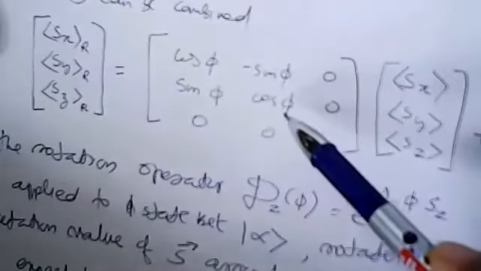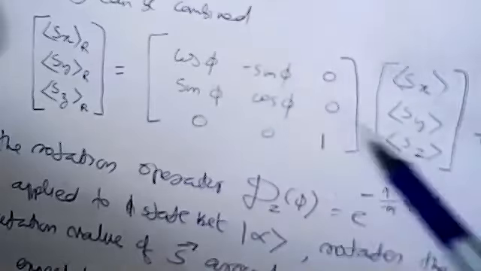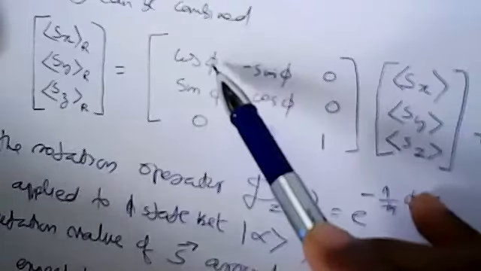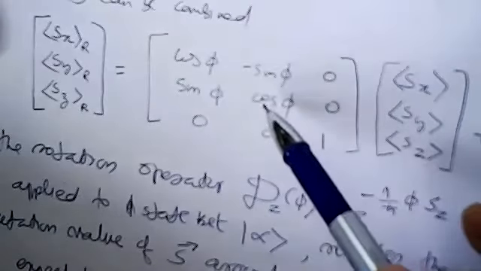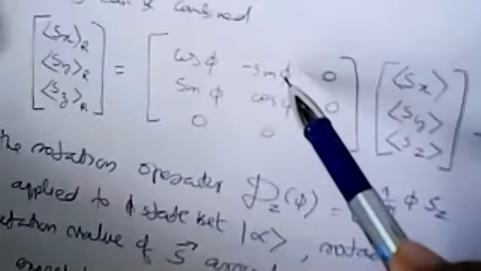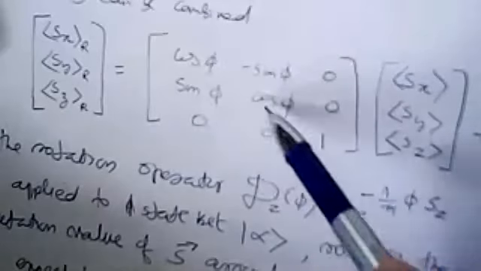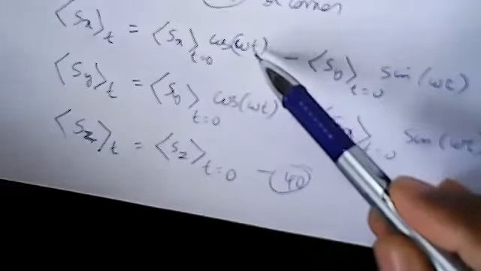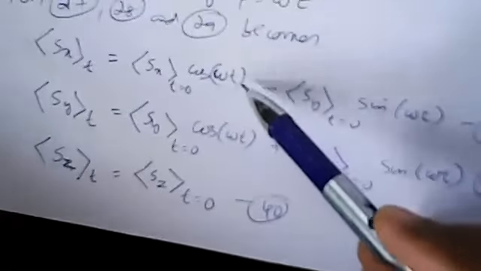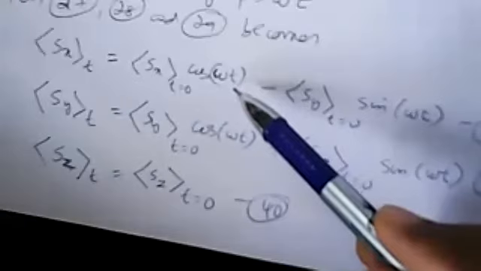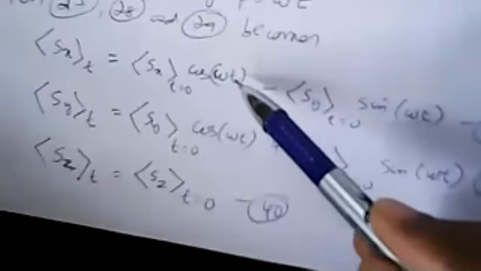So if you put phi equal to 2 pi, I told you there is no change for this equation. No minus sign comes because cos 2 pi is 1 and sin 2 pi is 0. So only 1 comes here, and there is no change for the expectation value. The same thing we will obtain if you put t equal to 2 pi by omega in this equation.